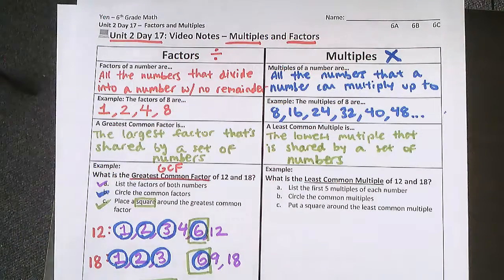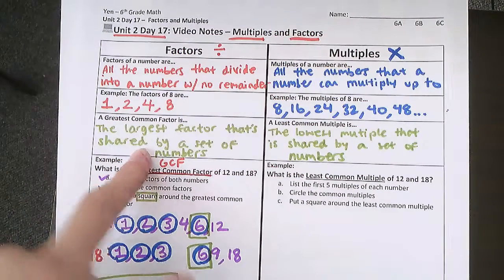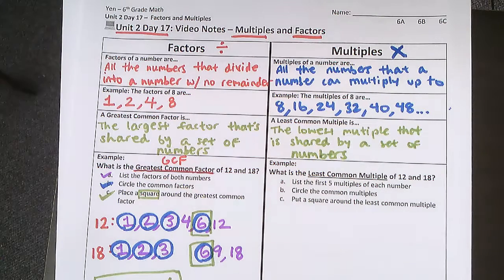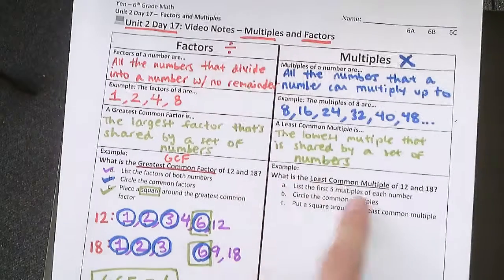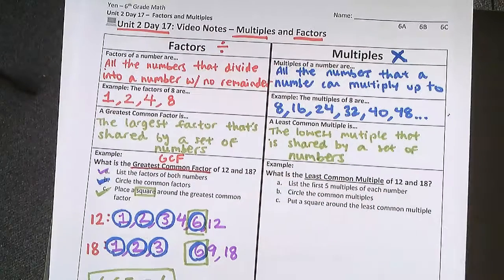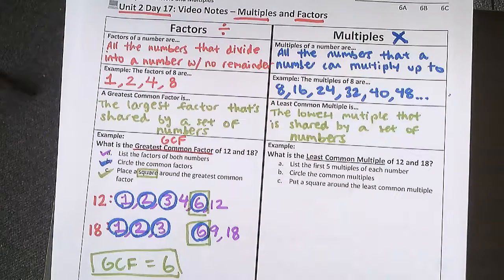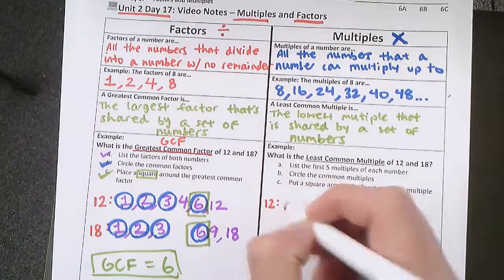So unlike the greatest common factor, the least common multiple is you're looking for the lowest number. Here's how we can do that. Example, what is the least common multiple of 12 and 18? Step number 1 is list the first 5 multiples of each number. Sometimes you might have to list more than 5, but in this example, we're going to just list 5.